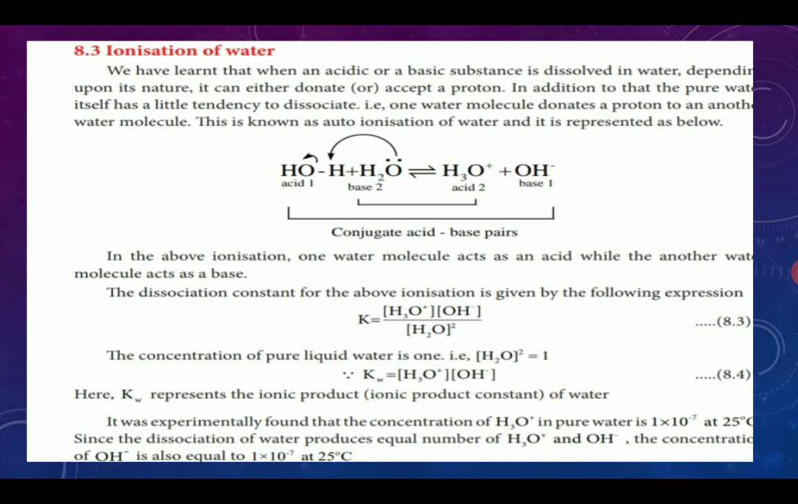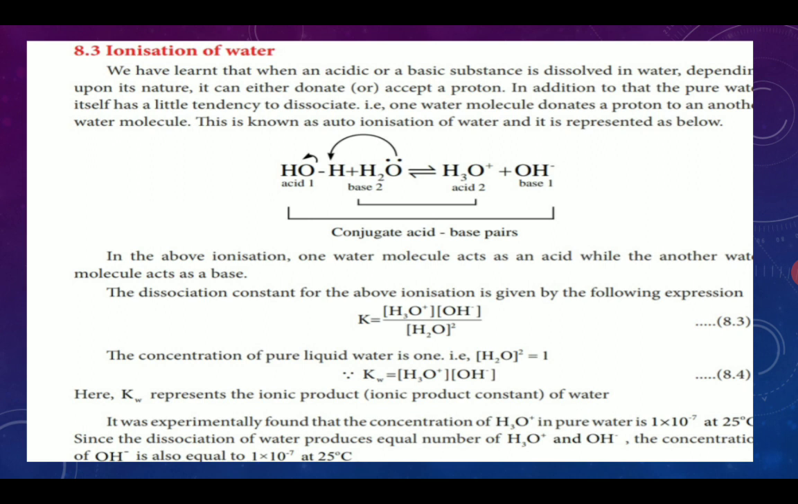So, here also we are applying the conjugate acid base pair. In the above ionization, one water molecule acts as an acid while the other water molecule acts as a base. So, what is the dissociation constant for this? K is equal to the concentration of H3O plus into the OH minus ion concentration, divided by the H2O concentration to the power 2, because we have two water molecules on the reactant side.